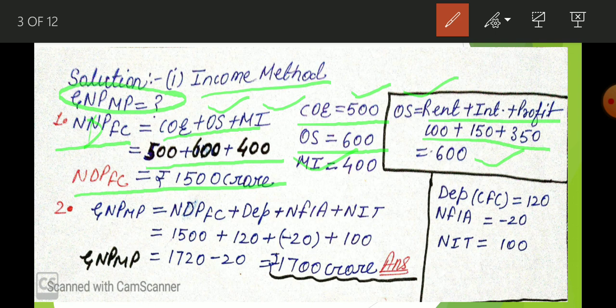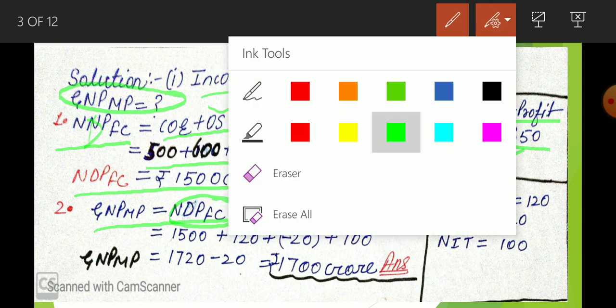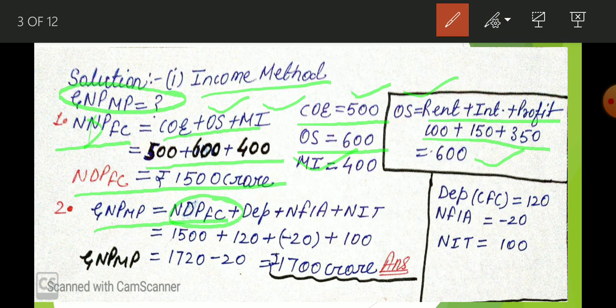And what we have to calculate? We have to calculate the value of GNP-MP. Okay, so what we are having? We are having NDPFC. Okay student, when we are moving from net to gross, we have to add depreciation. When we are moving from domestic to national, we have to add NFIA. When we are moving from FC to MP, we have to add NIT.